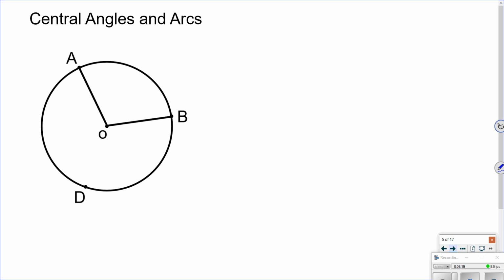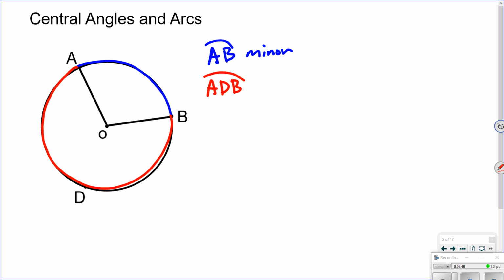Okay, 10.2, central angles and arcs. Our theorem here was, remember, first of all, an arc is part of a circle. We have minor arcs. That's a minor arc. It's less than half the circle. So arc AB is a minor arc. Or you have major arcs. Major arcs are more than half, so we could also go between A and B. When you name a major arc, just remember, major arcs, you always use 3 letters. It starts at A, it passes through D, and it ends at B. So arc ADB, and that's a major arc.